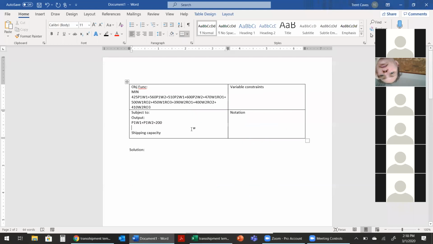So now we're on the constraints. Our first constraint was the output from plant 1. Our second constraint is the output for plant 2. So plant 2 to warehouse 1 plus plant 2 to warehouse 2, and that has a 300 unit capacity.